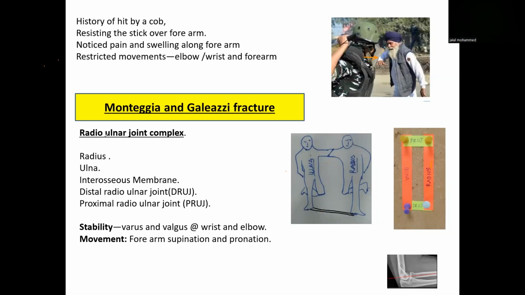So we have the radio ulnar joint complex. We have radius, ulna, and interosseous membrane, as I told, connecting the radius and ulna. Then distal radio ulnar joint, proximal radio ulnar joint. So what is the importance of radius here? It gives stability to varus and valgus angulation at the wrist and the elbow, and the movement of the forearm is supination and pronation.